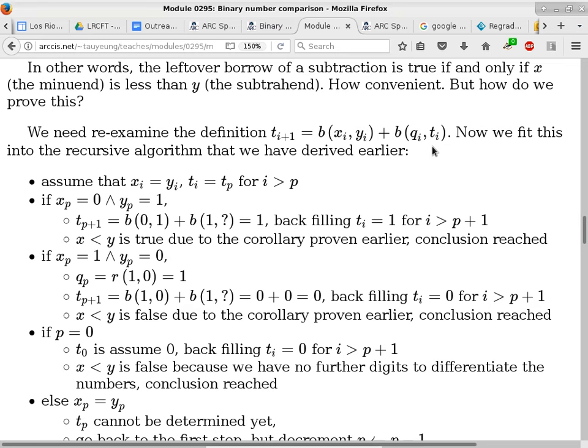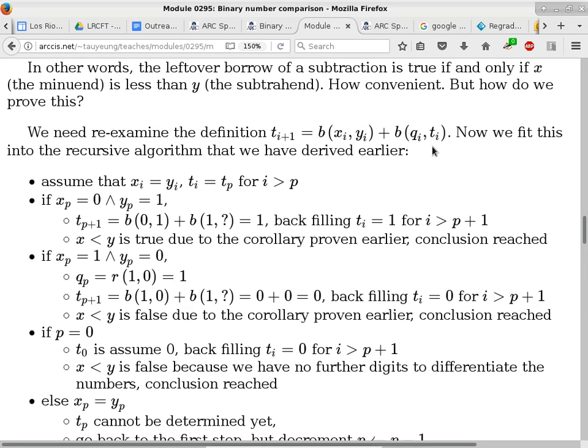The carry look-ahead subtractor. When we talk about binary subtraction, this does not even have anything to do with borrow look-ahead. This is how we define the borrow of digit i+1 using the borrow of xi minus yi, or the borrow of qi minus ti. It's coming from the binary subtraction module. So this I'm just copying and pasting into here.